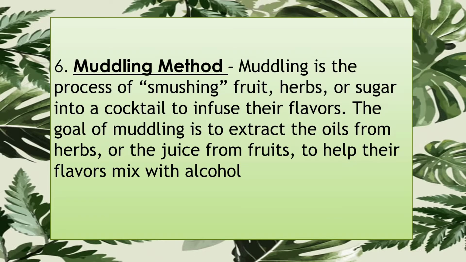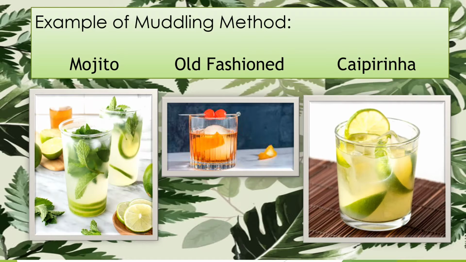Muddling method. Muddling is the process of smashing fruit, herbs, or sugar into a cocktail to infuse their flavors. The goal of muddling is to extract the oils from herbs or the juice from fruits to help their flavors mix with alcohol. Examples of muddling method: Mojito, Old Fashioned, Caipirinha.